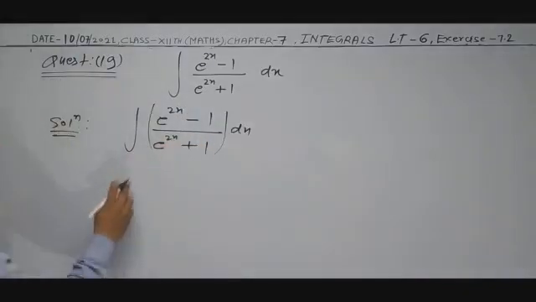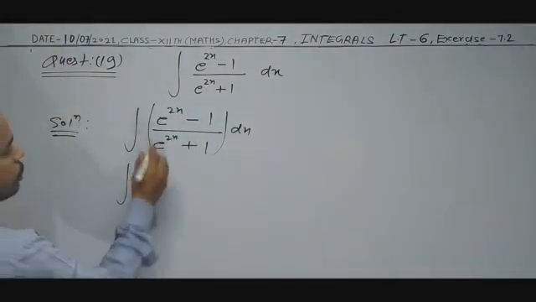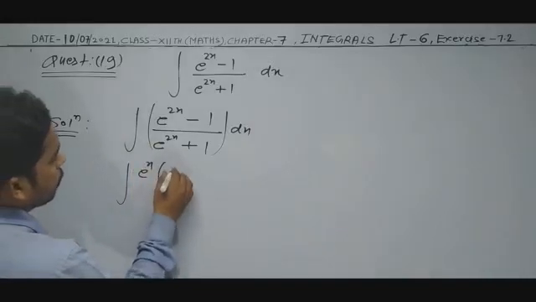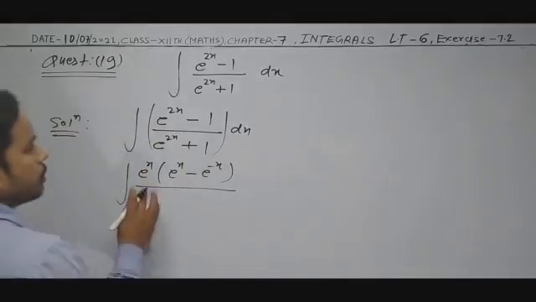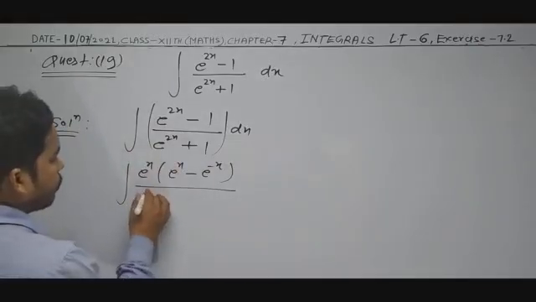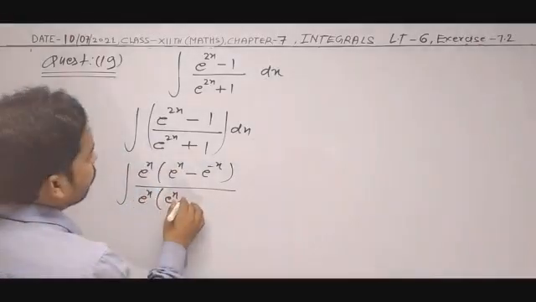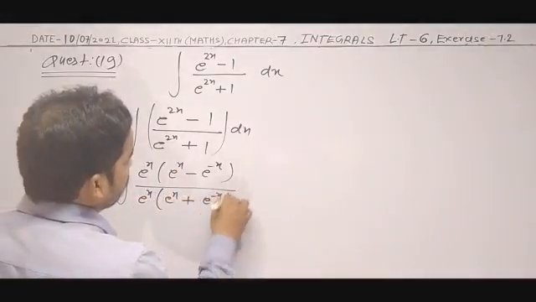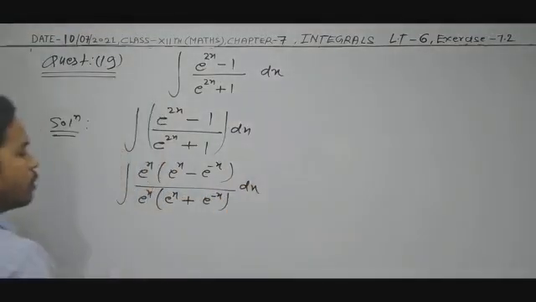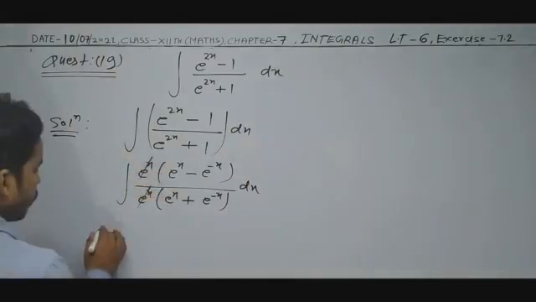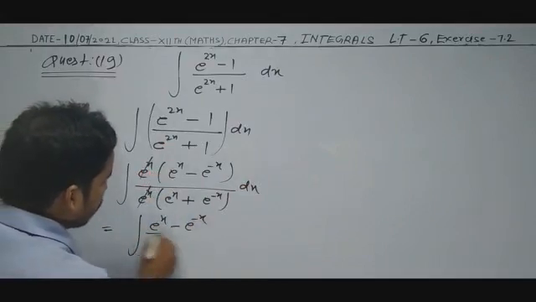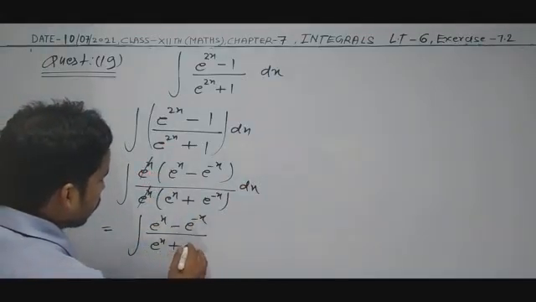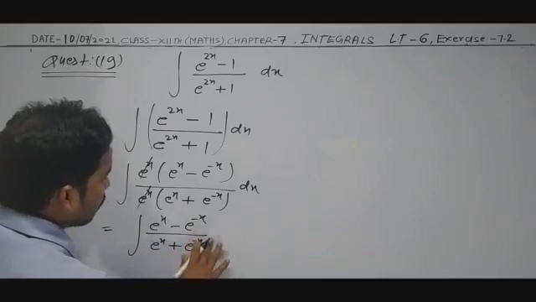Now you can take common. Suppose I take common e to the power x from the numerator, so the result will be e to the power x minus e to the power minus x. Now you take common e to the power x in the denominator, so the result will be e to the power x plus e to the power minus x dx. So this will be cancelled out, and the new integration format will be e to the power x minus e to the power minus x whole upon e to the power x plus e to the power minus x dx.